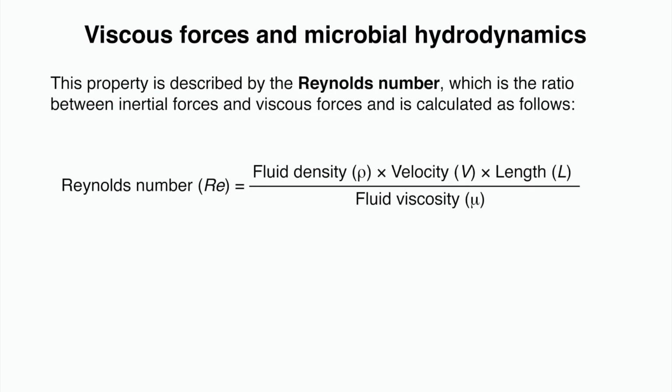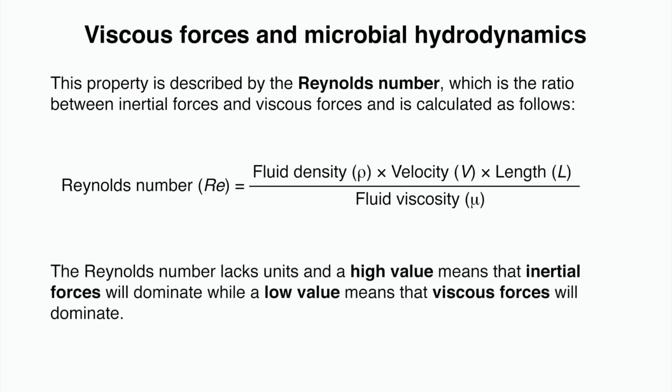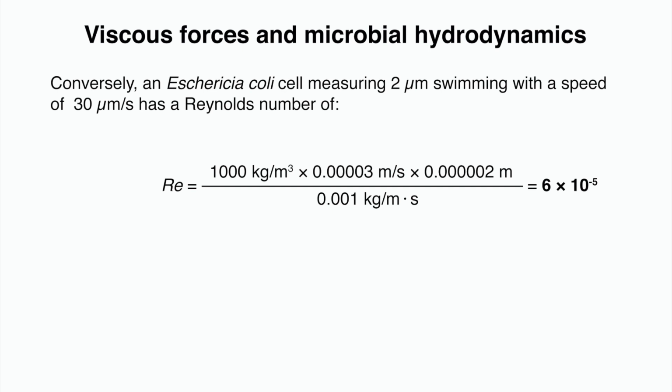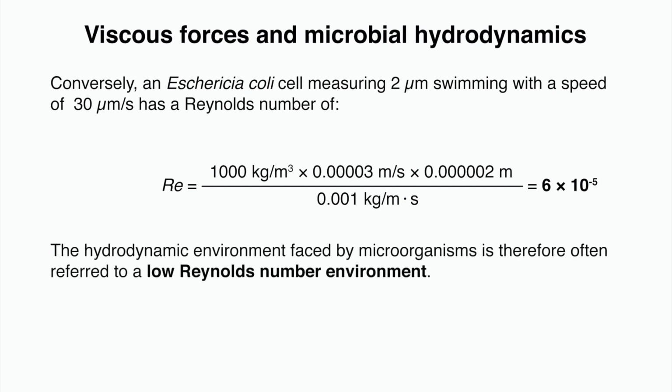This property is described by the Reynolds number, which is the ratio between inertial forces and viscous forces and is calculated using the formula shown below. The Reynolds number lacks units, and a high value means that inertial forces will dominate, while a low value means that viscous forces will dominate. An adult human of average height, 1.8 meters, swimming with a speed of 1 meter per second, has a Reynolds number of just under 2 million. Conversely, an Escherichia coli cell measuring 2 micrometers, swimming with a speed of 30 micrometers per second, has a Reynolds number that is more than 10 orders of magnitude lower. The hydrodynamic environment faced by microorganisms is therefore often referred to as a low Reynolds number environment.